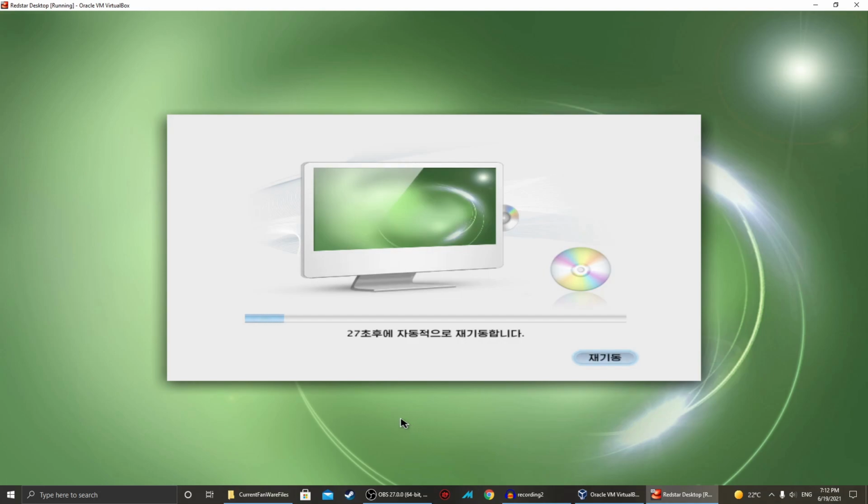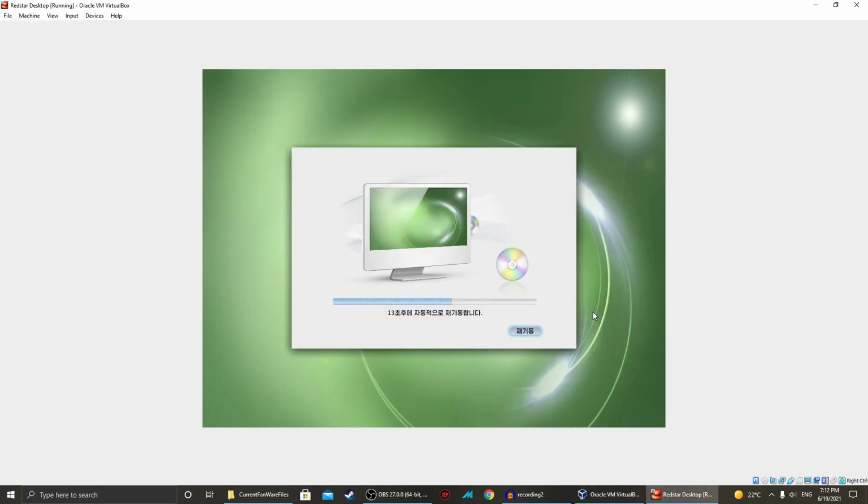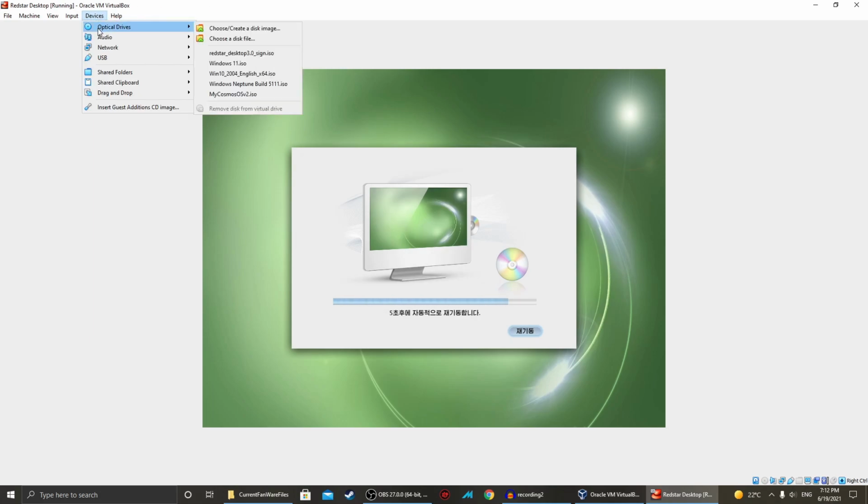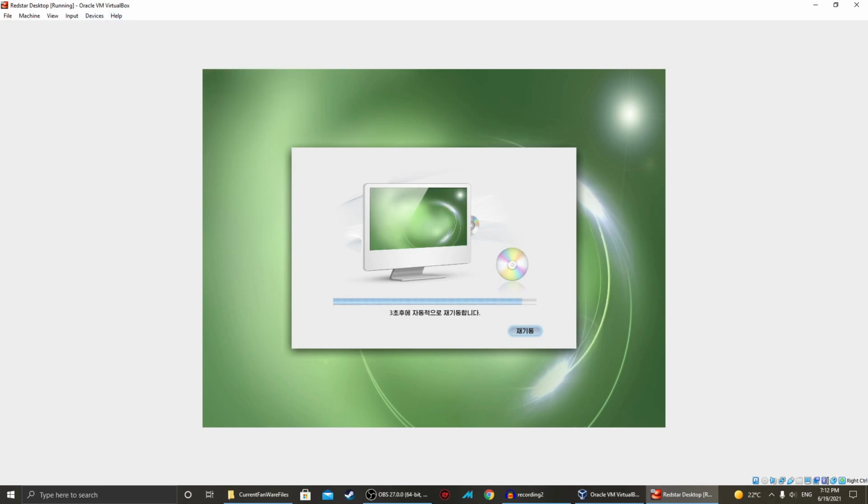Okay, so now that the painfully long installation that I had to sit through, that I just totally sped up for your viewing pleasure, is complete, the computer will now restart and we are ready to move on. 16, 15, okay. I'll exit this view and go back so I can eject the DVD. Or ISO, I should say. Oh, it did it for me. Nice.